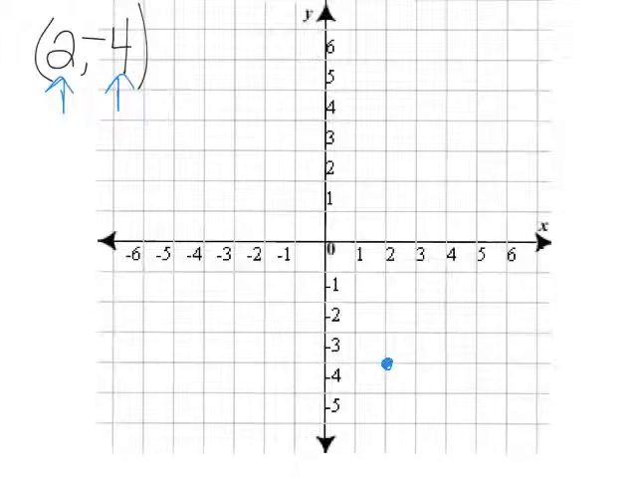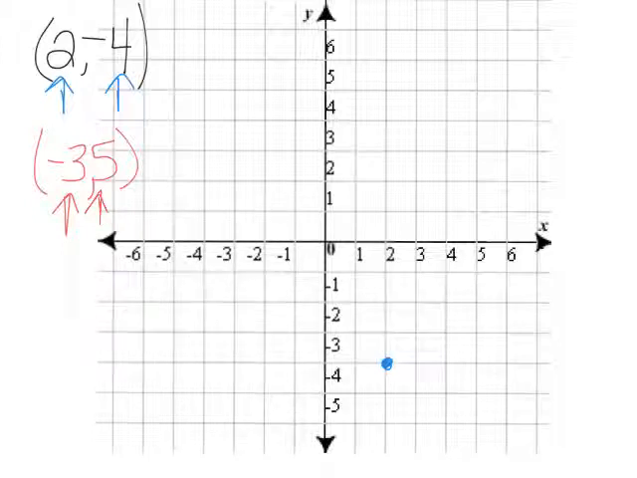Let's try another one. Let's try (-3, 5). So your first one here is x, and that's a negative 3. So you start at the origin, and we're going to go left 3. So over here. Our last part is 5. It's a positive 5. So that means after we started here at the origin, and we went left 3, we're going to go up 5. Okay? And that's where we will plot our point.